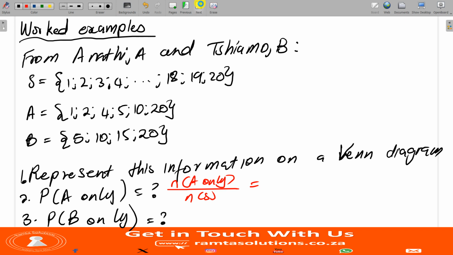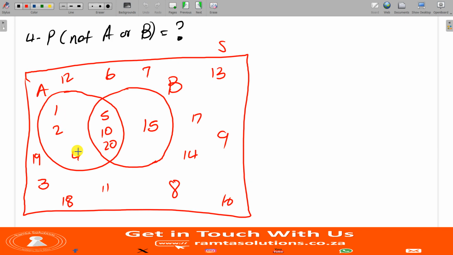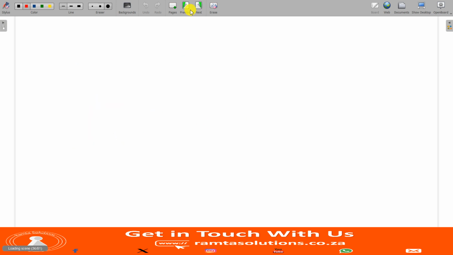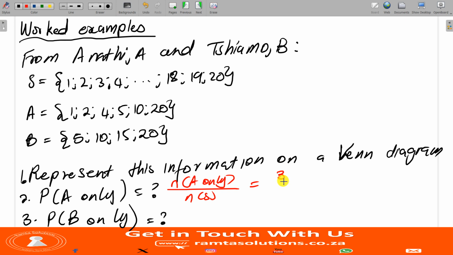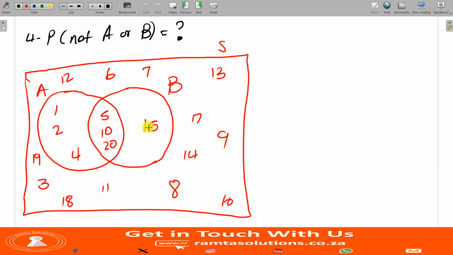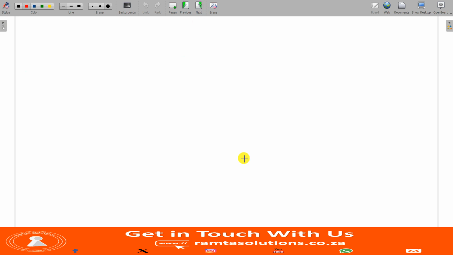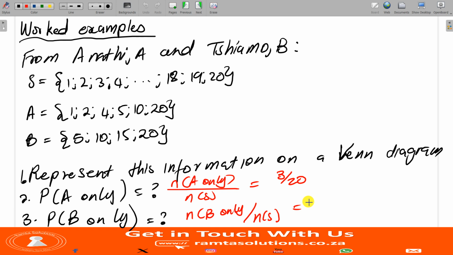Let's see. A only. How many elements are A only? 1, 2, 3. Right? Can you see that? 1, 2, 3 are A only, meaning they are not shared with B. So it's 3 over 20. Now B only. Number of B only over sample space. It must be 1. It is 15. Can you see that? So it is 1 element, so you're going to say it's 1 over 20.